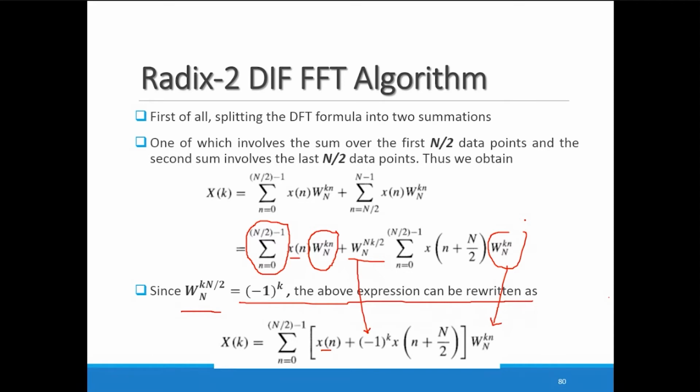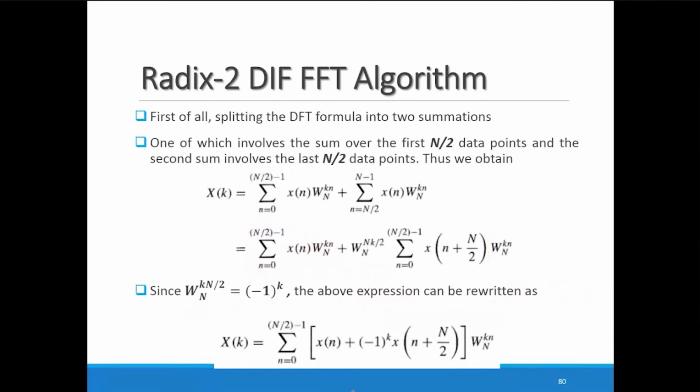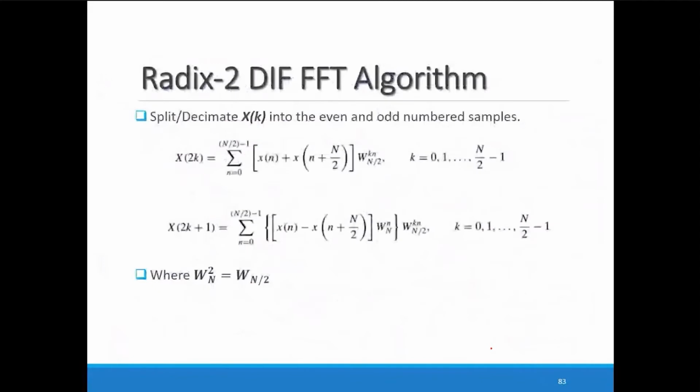Okay. So now after simplification, we write this equation x of k, whatever equation we got. Out of that, we simplify this and take this single summation, n is equal to 0 to n by 2 minus 1 into x of n plus minus 1 raised to k into x of n plus n by 2 into omega n raised to kn. Now we further proceed for this. We have written this simplification.